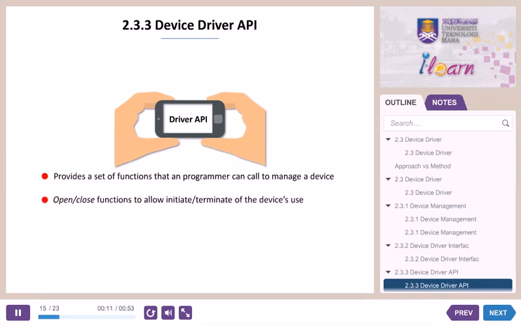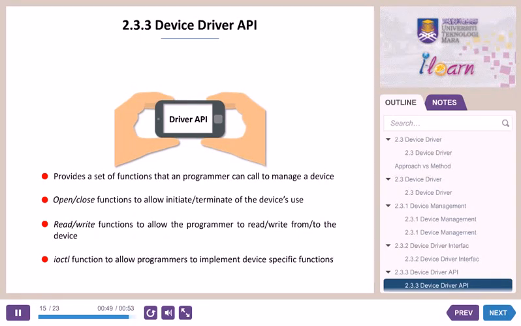Open and close functions allow initiating and terminating the device's use. Open allocates the device and initializes the tables and the device for use. Close releases dynamic table entries and releases the device. Read and write functions allow the programmer to read from and write to the device. A consistent way to do these operations across all devices is not possible, so a concession is made by dividing the devices into classes, such as character devices or block devices, sequential devices or randomly accessed devices. The IOCTL function allows programmers to implement device-specific functions.